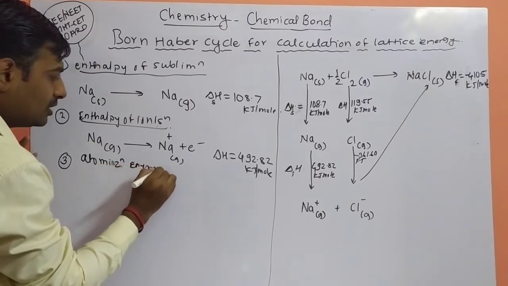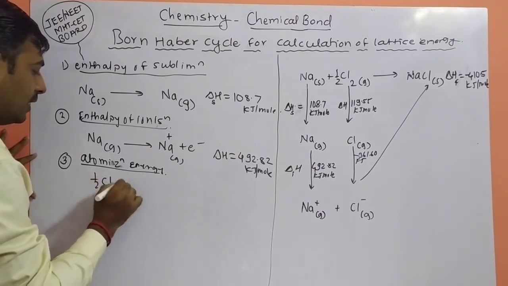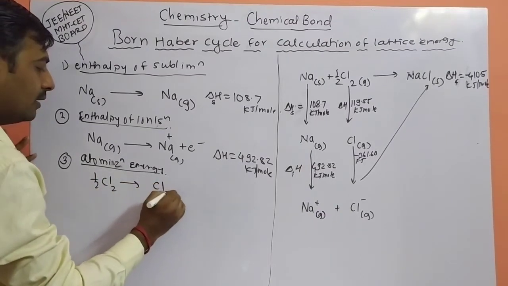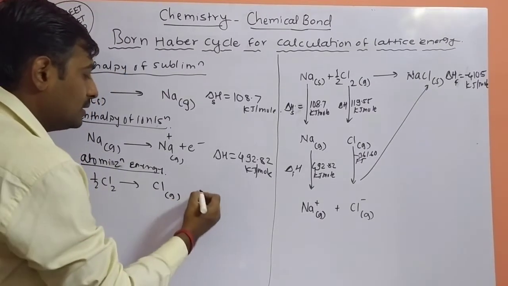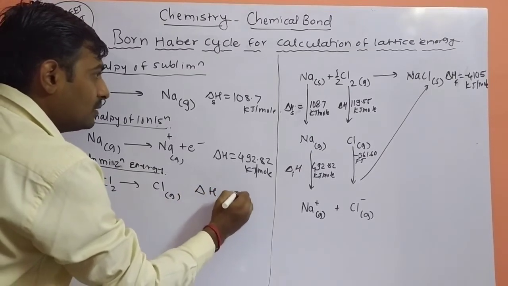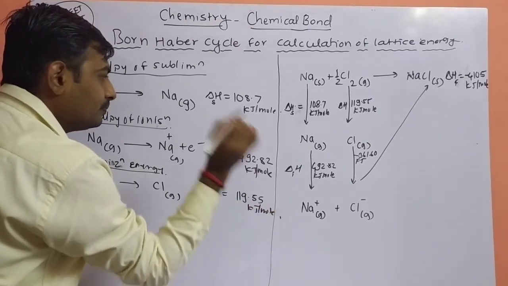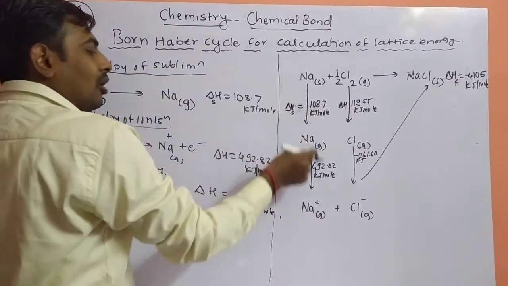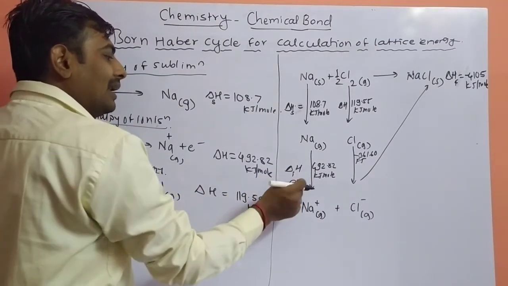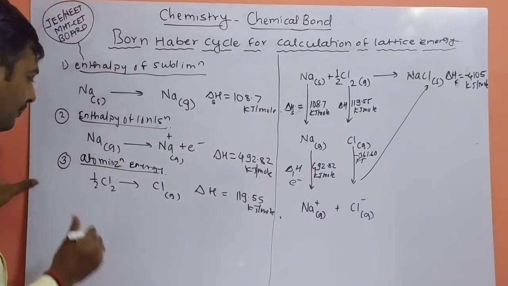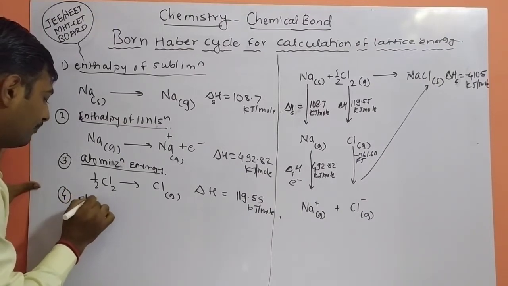So what is the atomization energy of chlorine? Half Cl2 changes into Cl. Separate single atoms are formed in this process. That is atomization energy, and the enthalpy for this is 119.55 kilojoule per mole. And the last one: the electron lost by sodium is absorbed by chlorine. That is called electron gain enthalpy.